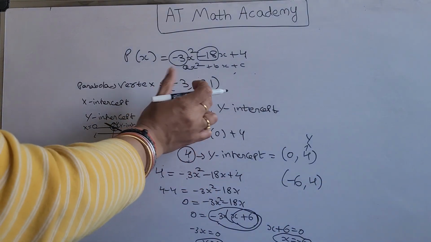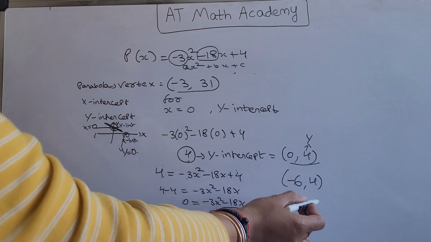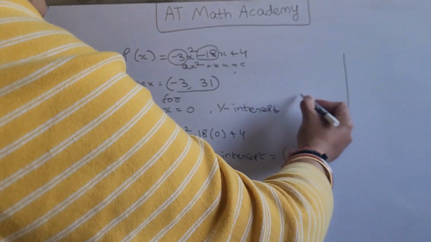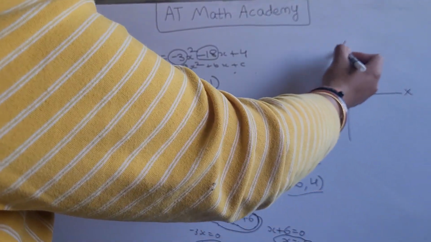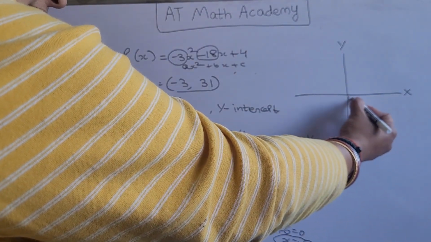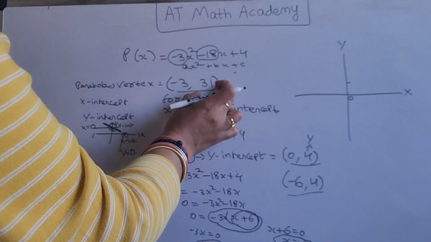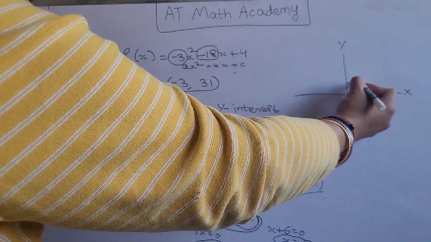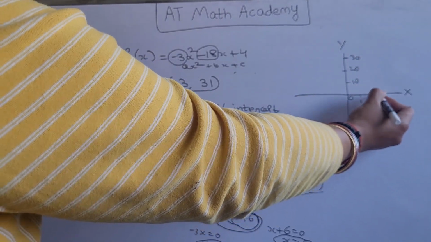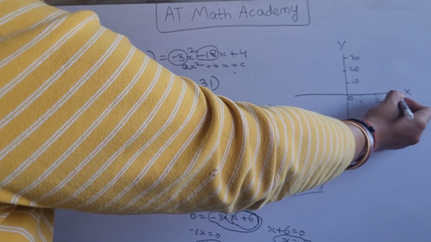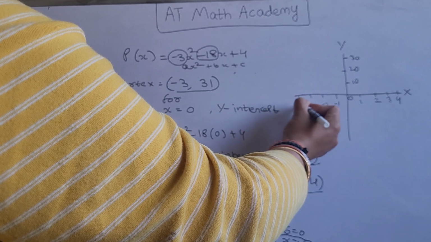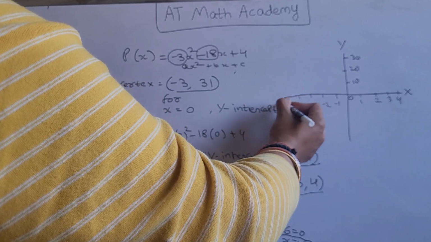So now I'm going to plot this vertex and this intercept and this point on the graph. My graph here is over x and y, and let's plot it. Let's think of it as 0, and since I have values till 31, I'm going to take 10, 20, 30 on the y-axis, and on the x-axis I'm going to take 1, 2, 3, 4, and minus 1, minus 2, minus 3, minus 4, minus 5, and minus 6.